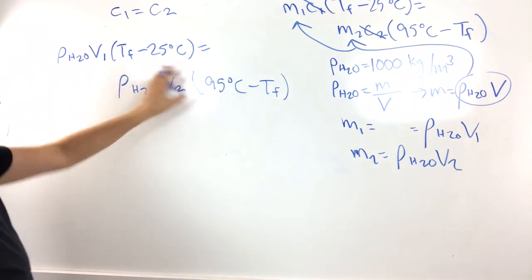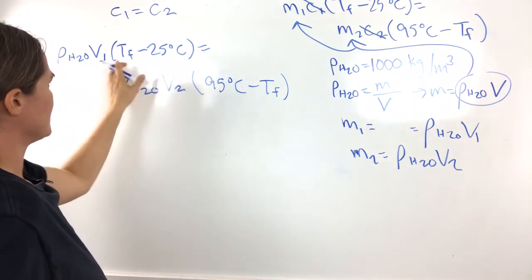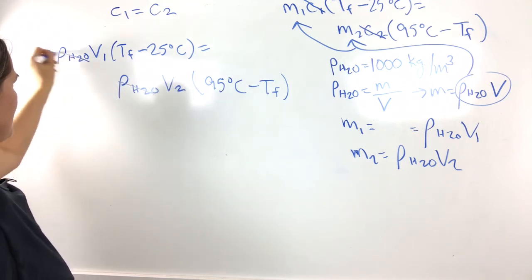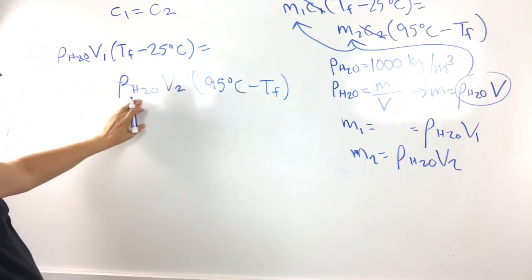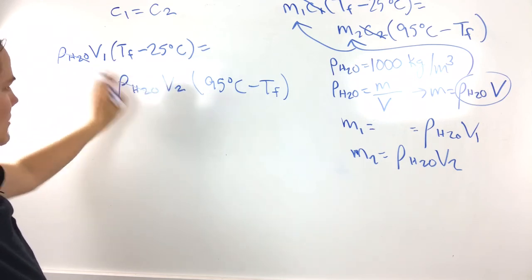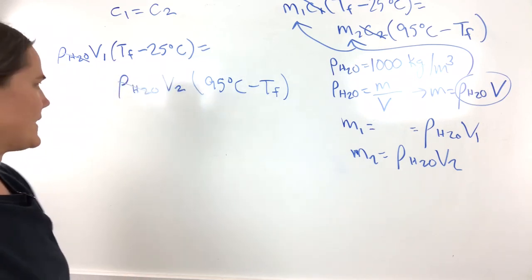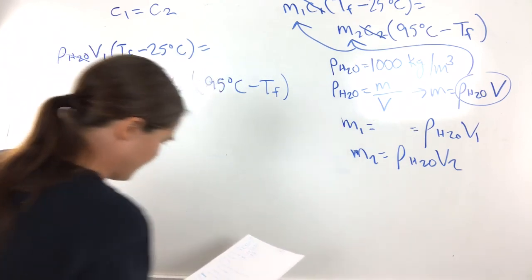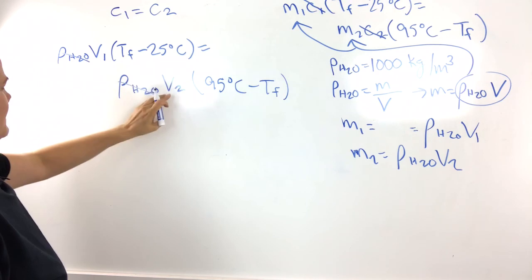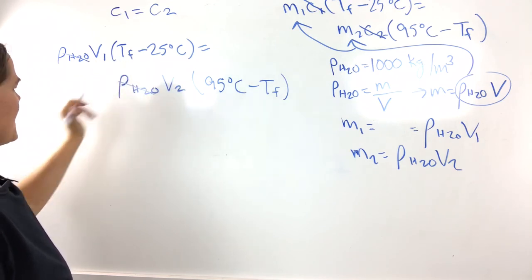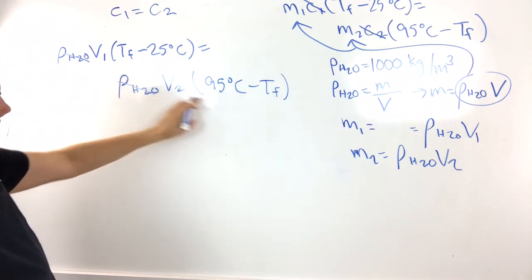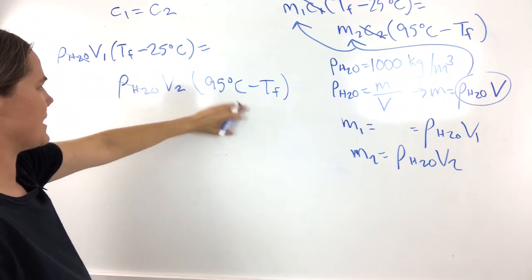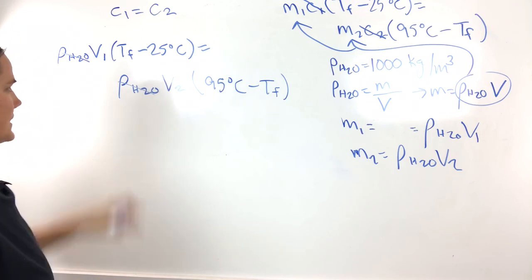So now I want to solve this equation for the final temperature. Actually, first I want to cancel out the density, because I have the same density term on both sides, so I can just cancel that out. Then I want to solve this for the final temperature. So what I need to do is get the temperature final on one side of the equation so I can solve for it.